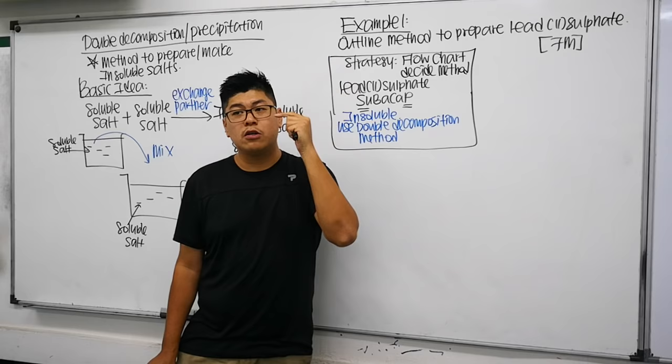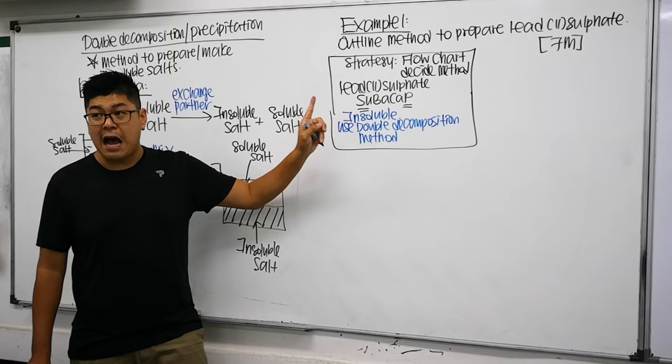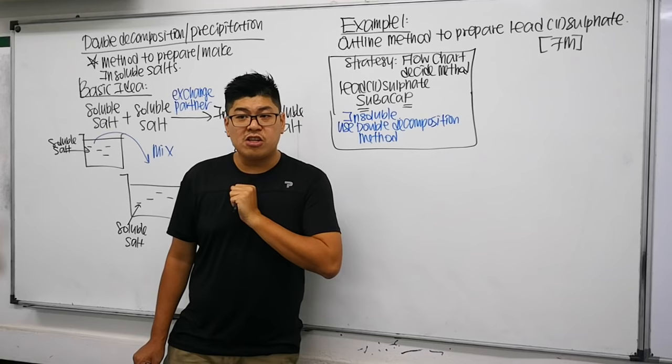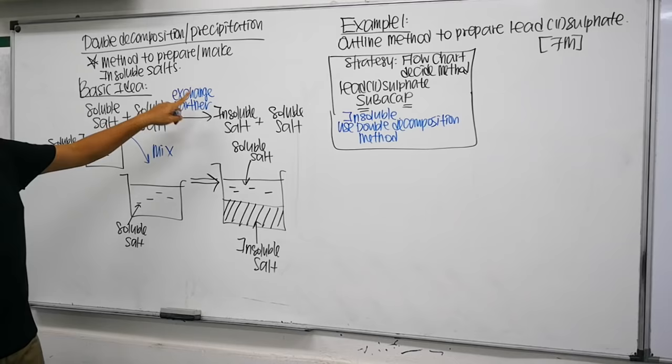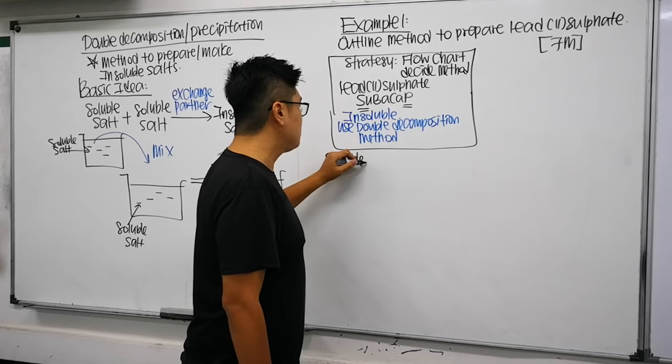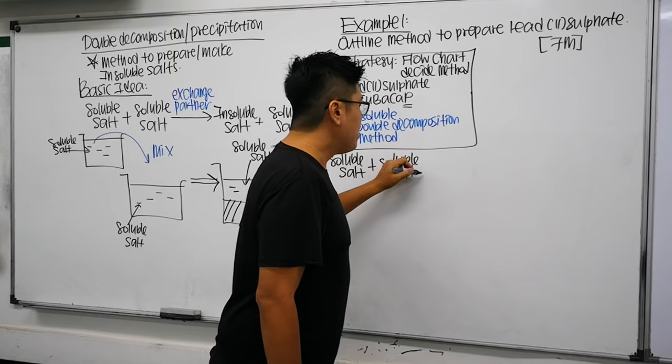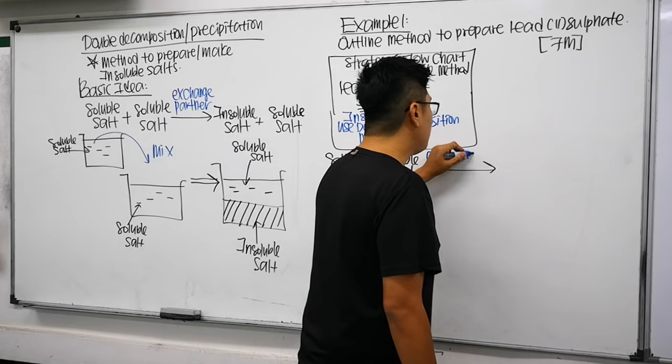Now we have made our choice, which is double decomposition. So I say just now, what is double decomposition? Soluble, soluble, change partner, insoluble and soluble. So we need to take a soluble salt mixed with another soluble salt. These 2 soluble salts will change partner. I'll tell you how they change later. Nothing to worry about now. They will change the partner.